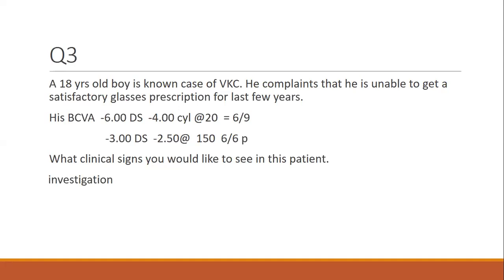I will read the question. An 18-year-old boy is a known case of VKC, vernal keratoconjunctivitis. He complained that he is unable to get satisfactory glasses for some years now. When you check his best corrected visual acuity, it is -6 spherical with -4 cylinder at 20 degrees, vision is 6/9, and -3 with -2.50 cylinder at 150 degrees, and vision is 6/6 partial. Based on this scenario, an 18-year-old person with VKC, what is the first thing that comes to your mind and which you would like to rule out?